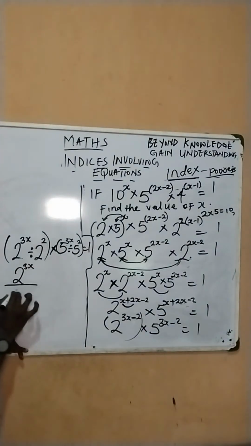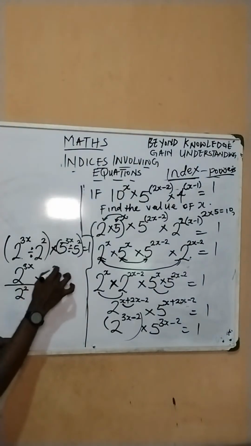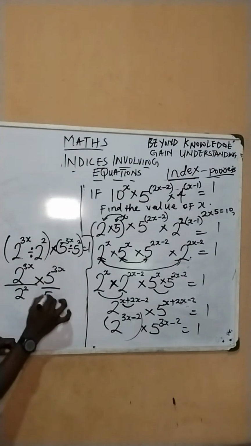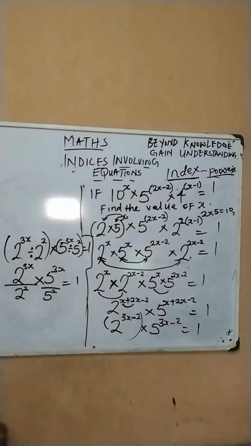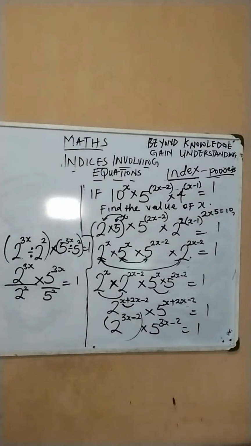It can now be divided by 2 raised to the power of 2. Then multiply, same thing here, by 5 raised to the power of 3x. Change the division to be over 5 raised to the power of 2 equals 1. I'm getting somewhere. Just stay with me. So at this point, what do I do?